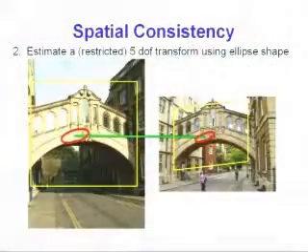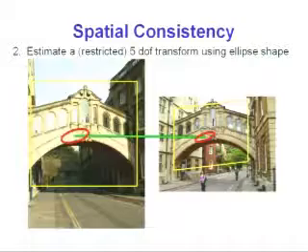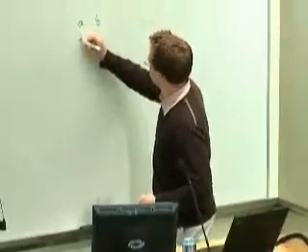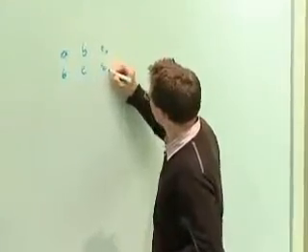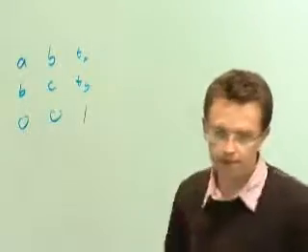You said 5 degrees of freedom? You don't use the skew? Full affine would be 6, right? So you take 1 degree of freedom out. Looks like vertical lines, right? Right. So we're taking the skew out, you're right. So it has to be something like A, B, B, C. That's what we're learning.